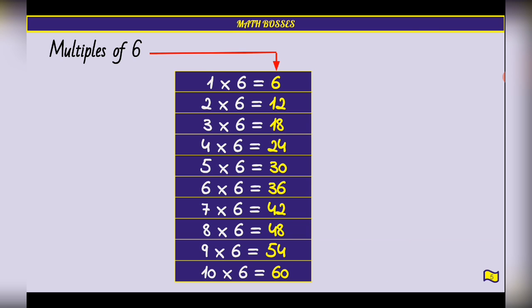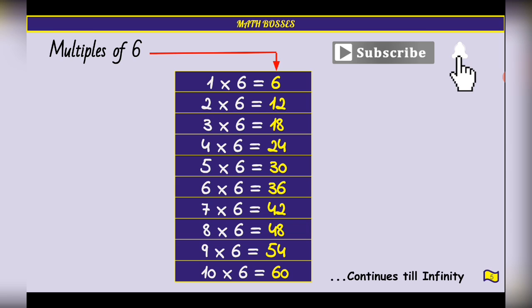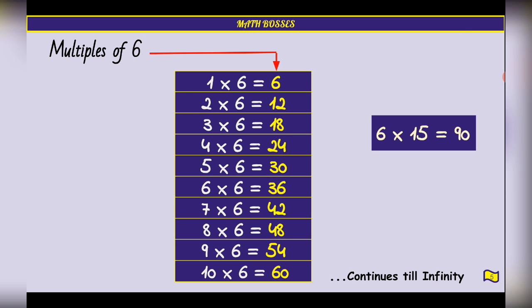Now that we've gotten some of the multiples of 6, it is important to note that it doesn't end with these values that we can see here. Rather, it continues till infinity. Now what this means is that if I multiply 6 by any other whole number apart from 1 to 10, I can still get a multiple of 6. For instance, if I multiply 6 by 15, I get 90, which is also a multiple of 6.